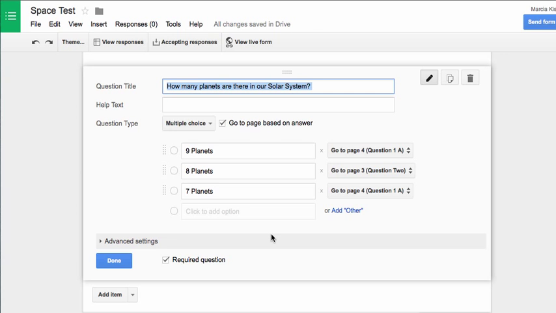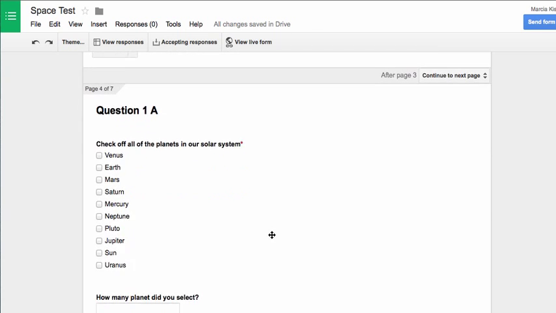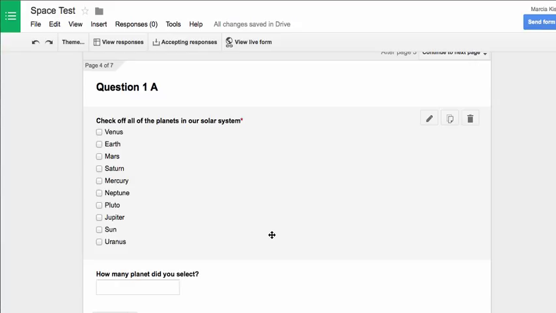So what does question 1A look like? Well, let's take a look. What I did was I explored it in more detail. For some reason, the student is missing that concept that there are 8 planets now instead of 9. So I had them click off a check sheet of how many planets are in our solar system. And then the next question says, how many planets did you select? So it's taking that multiple choice question and breaking it apart for the kids to really visualize how many planets there are in our solar system.